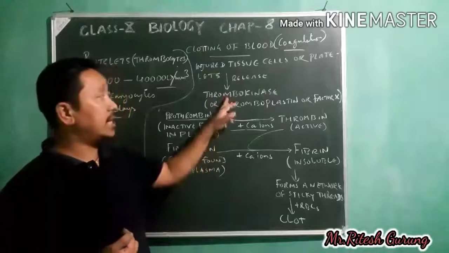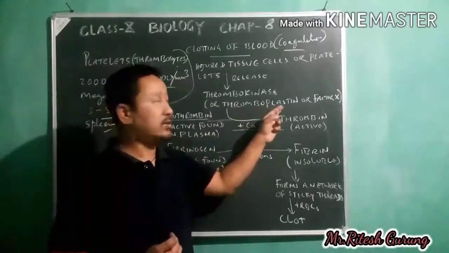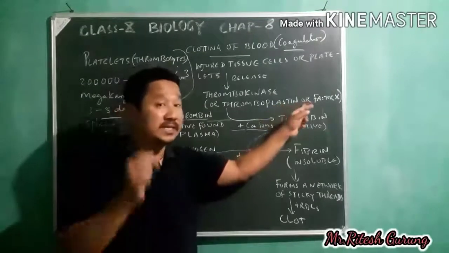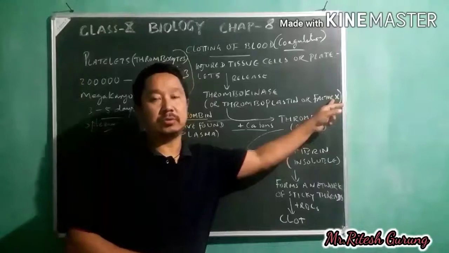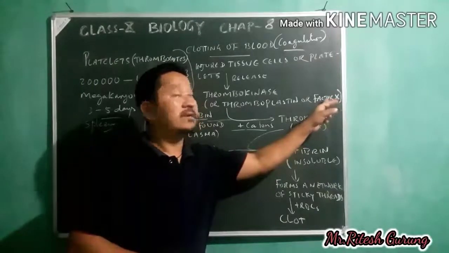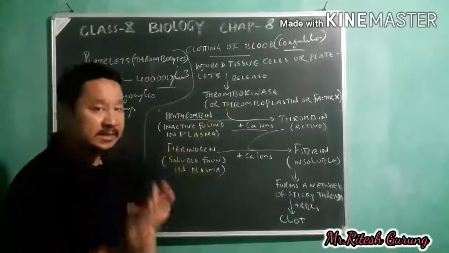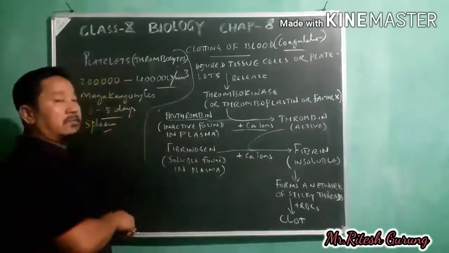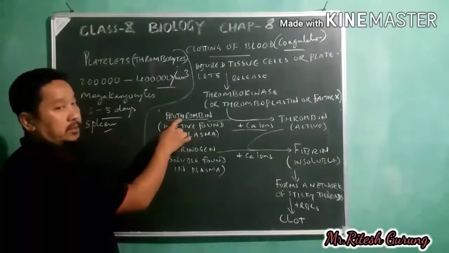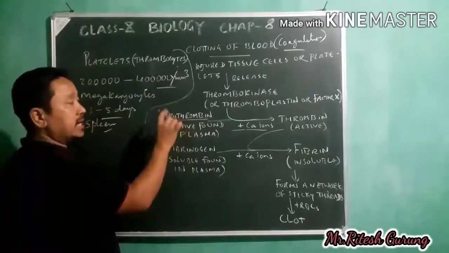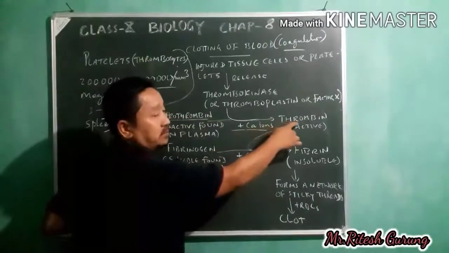This thrombokinase is also known as thromboplastin, or recently as factor X. So this thrombokinase, being an enzyme, converts inactive prothrombin with the help of calcium ions into active thrombin.